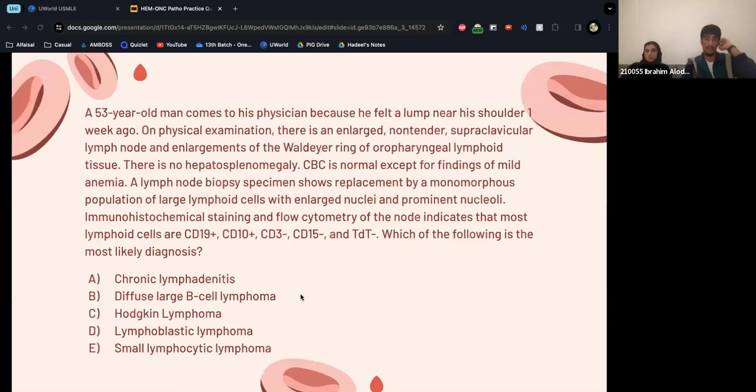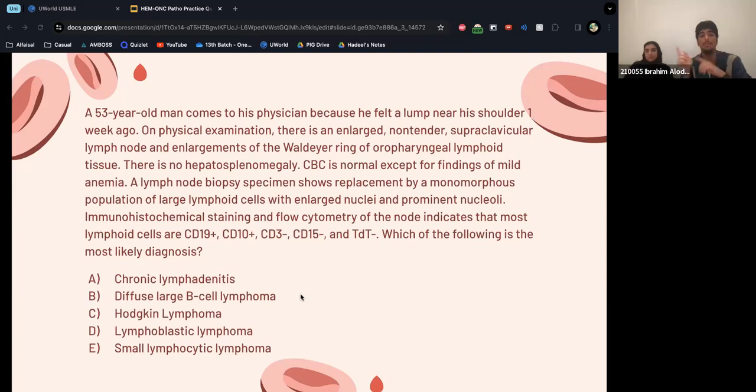All right. A 53-year-old man comes to his physician because he felt a lump near his shoulder 1 week ago. On physical exam, there's an enlarged non-tender supraclavicular lymph node and enlargement of the Waldeyer ring of the oropharyngeal lymphoid tissue. There's no hepatosplenomegaly. CBC is normal except for findings of mild anemia. A lymph node biopsy shows specimens.